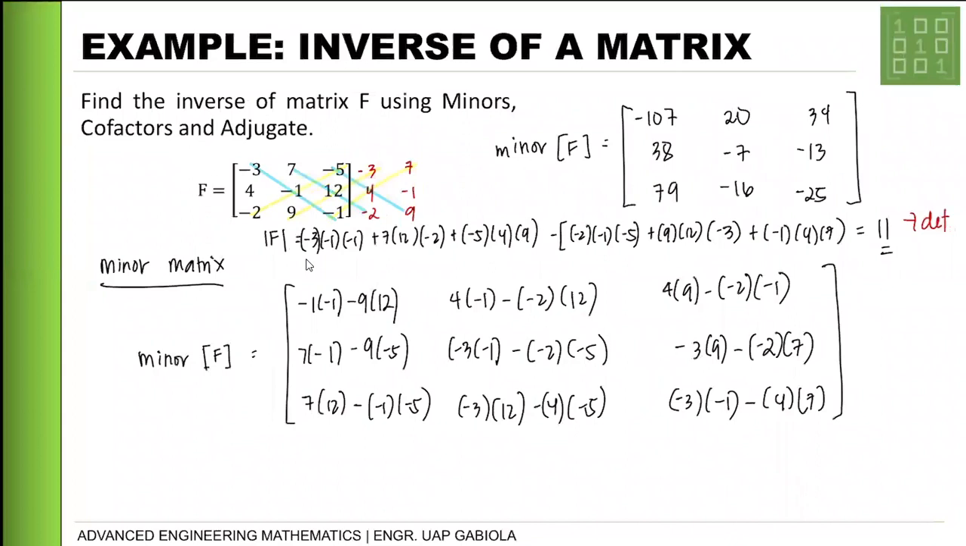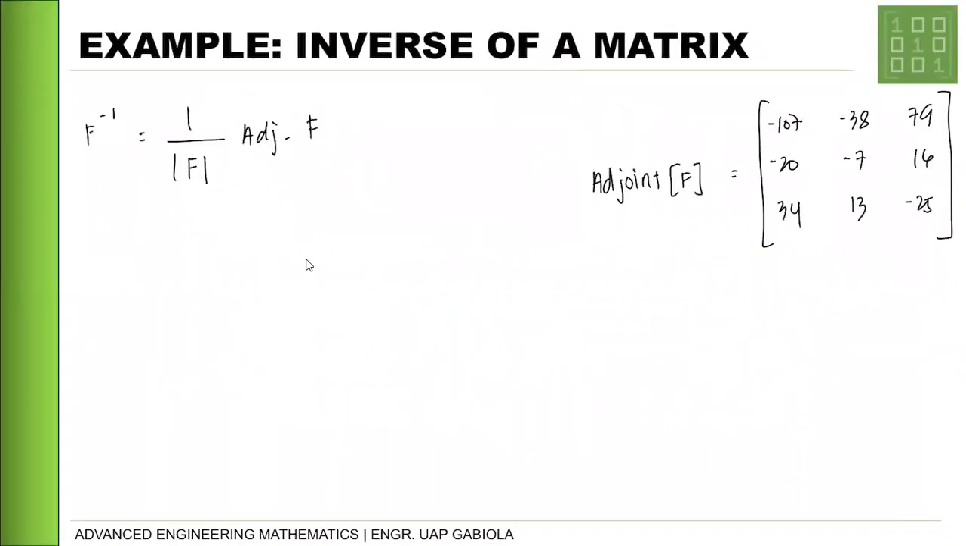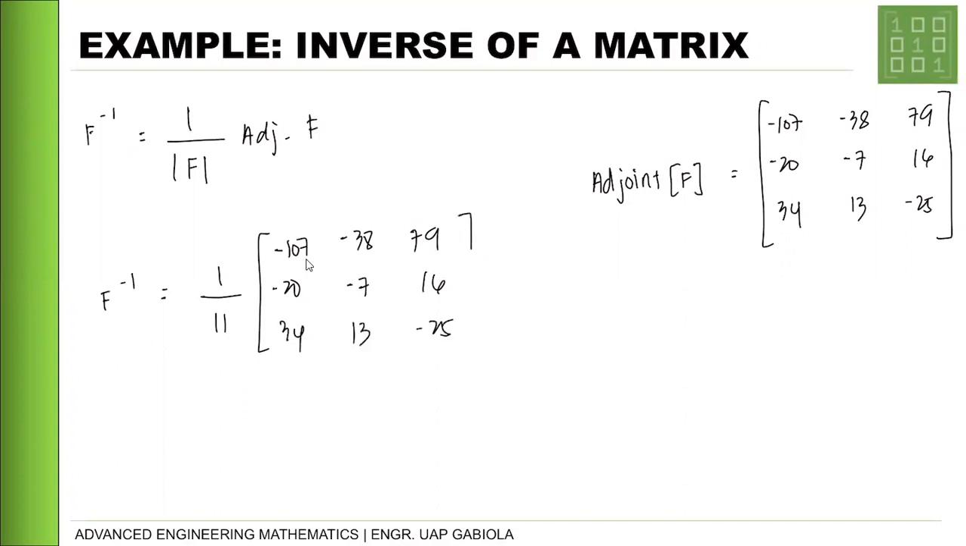Okay, so gamitin natin yan dito. Okay, determinant of F. So our answer will be, ang inverse natin will be 1 over 11 times negative 107, negative 38, 79, negative 20, negative 7, 16, 16, 34, 13, and negative 25. Okay? So, pwedeng ito na yung answer natin.